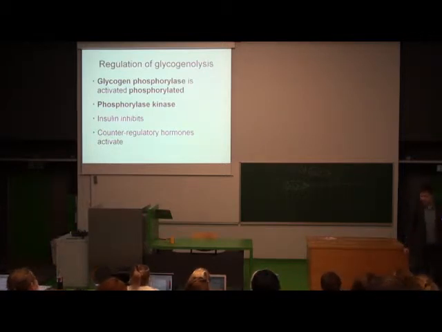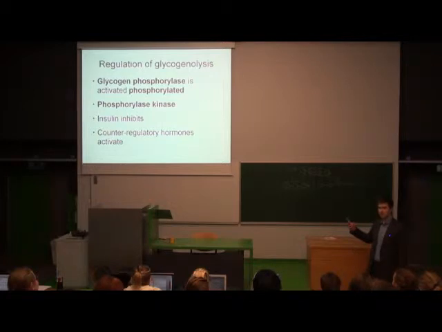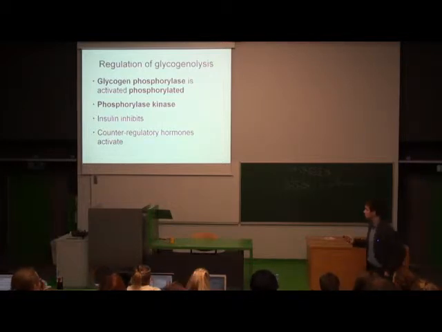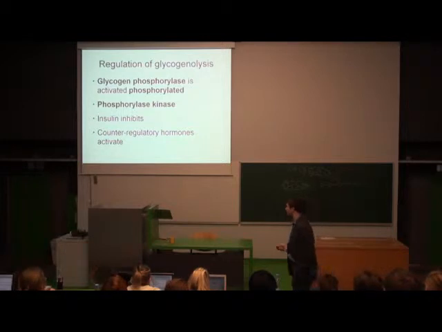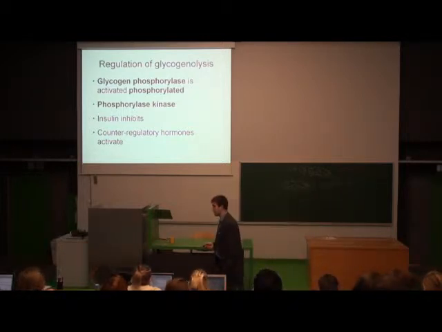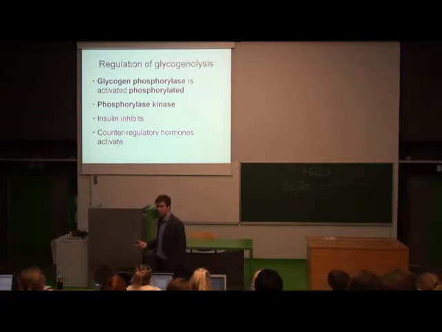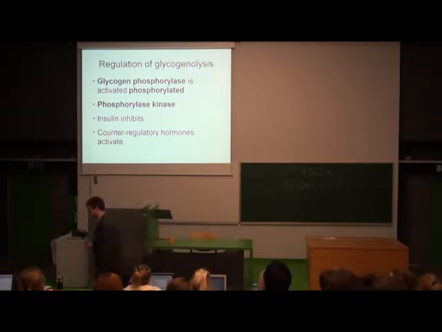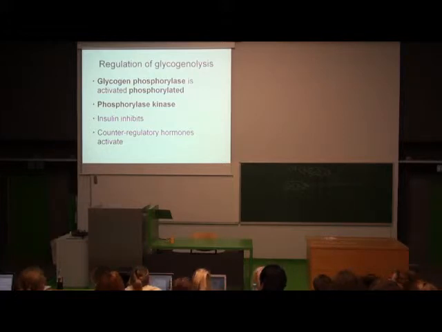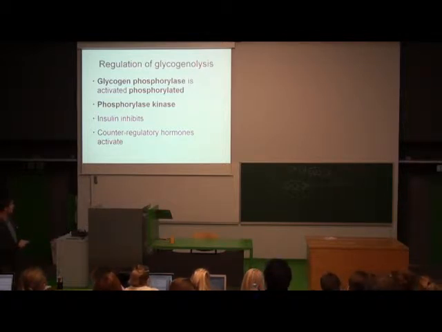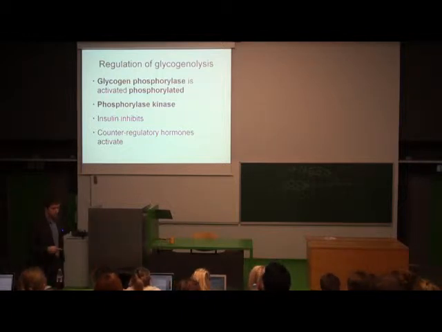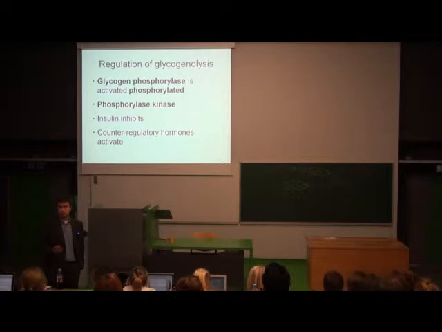Regulation is very simple. It's opposite to synthesis. So the key regulatory enzyme is glycogen phosphorylase, and this enzyme is active phosphorylated. Glycogen synthase was inactive phosphorylated. And therefore, the hormones have also reverse effect. Insulin, as an anabolic hormone, inhibits, and counter-regulatory hormones, they are catabolic hormones, so they activate the pathway.